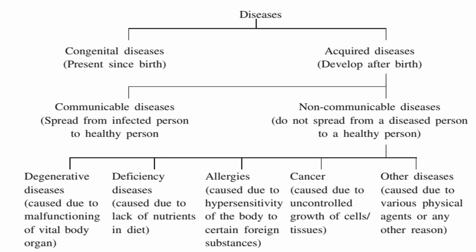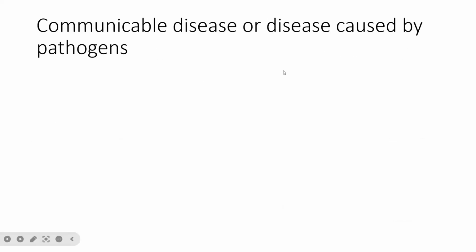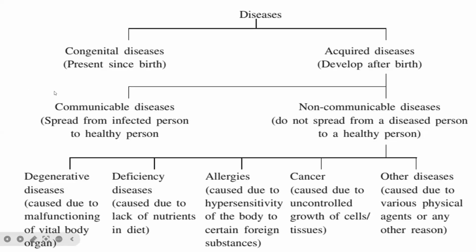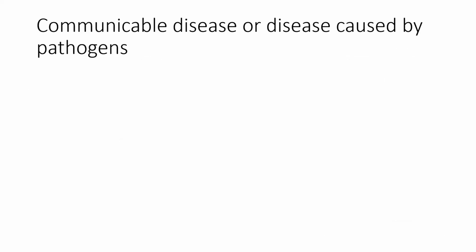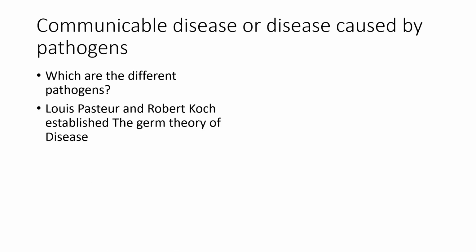Next is communicable disease, or disease caused by pathogens. Don't write this down yet. Which are the different pathogens? Virus, fungi, bacteria, protozoa: all the five kingdoms except Animalia and Plantae. Louis Pasteur and Robert Koch established the germ theory of disease. So write this point.